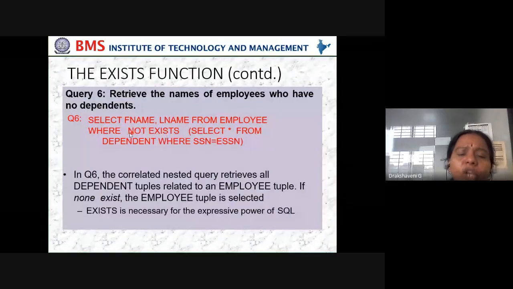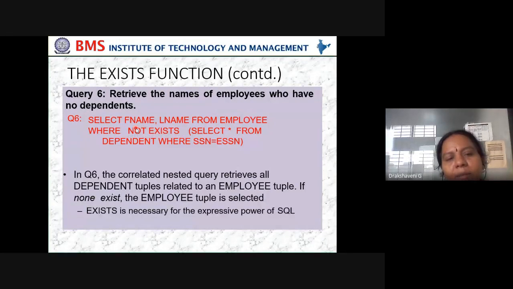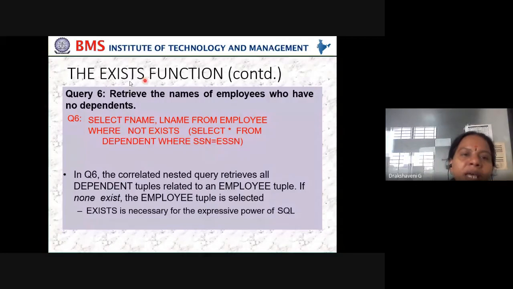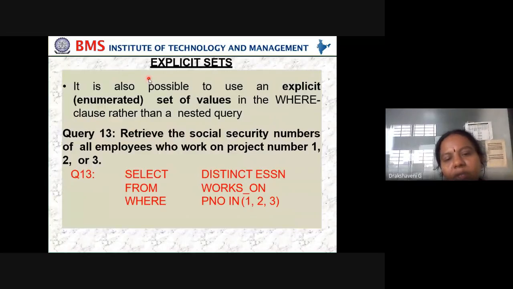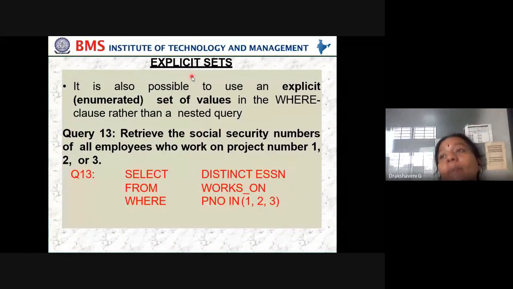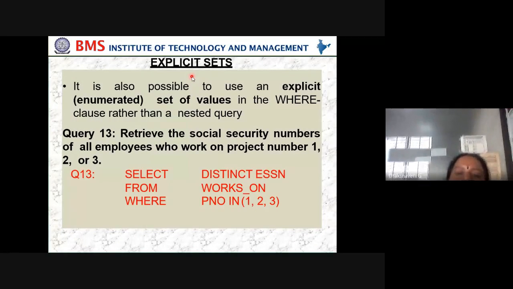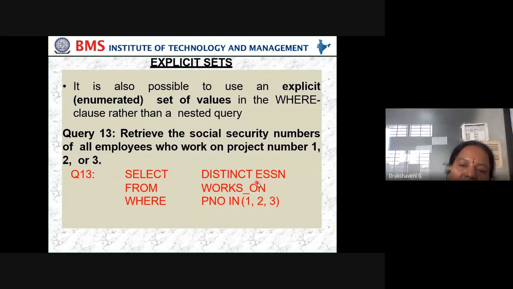And what will not exists be doing? Select first name, last name from employee where not exists, select star from dependent where SSN is equal to ESSN. That is what the not exists function will be doing. Then the enumerated set, where from a set I want so many things: select distinct ESSN from works on where P number equal to 1, 2, 3. That is, project number is equal to 1, 2, 3.